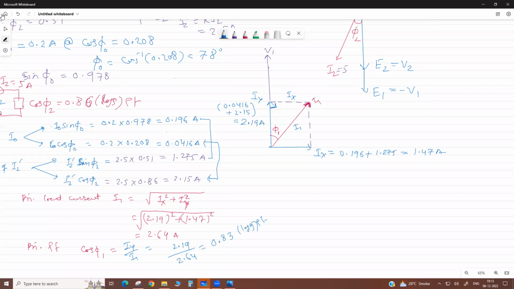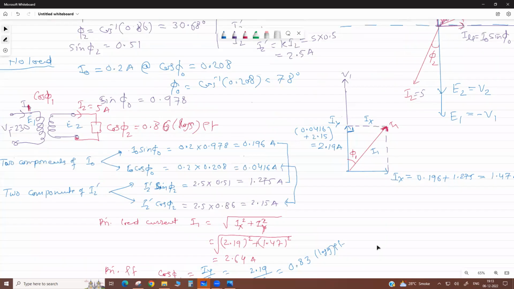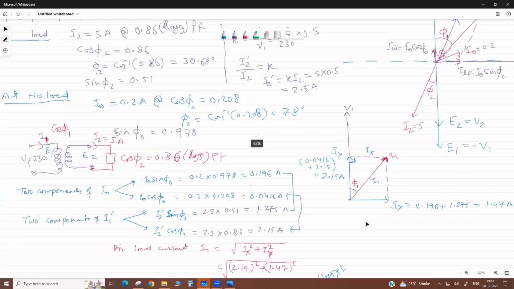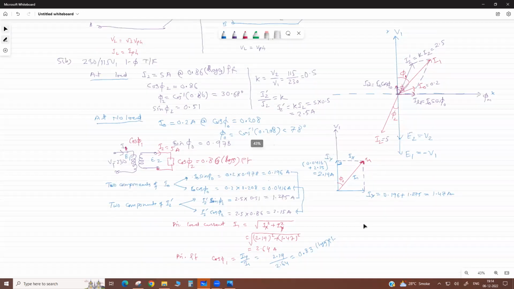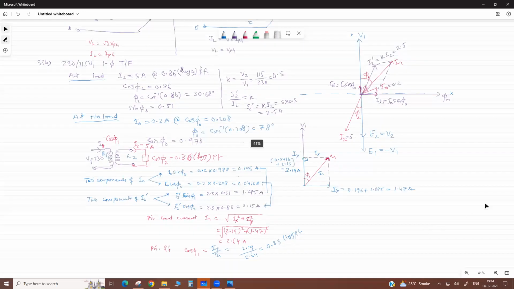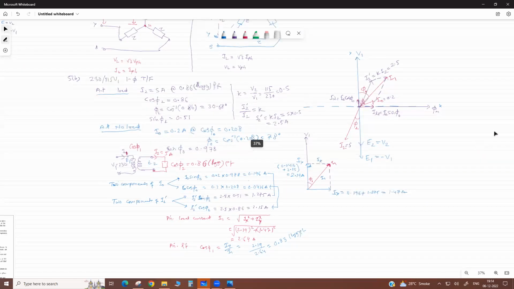Very easy. So just consider the no load and load conditions. If you require, please take a screenshot or whatever.